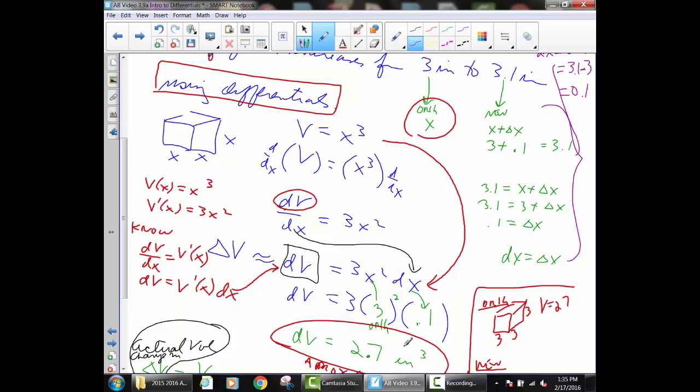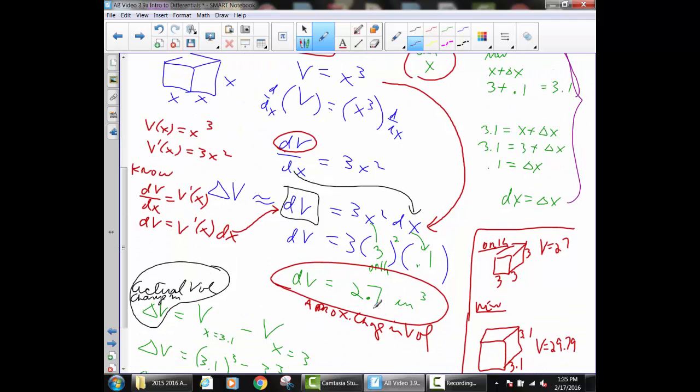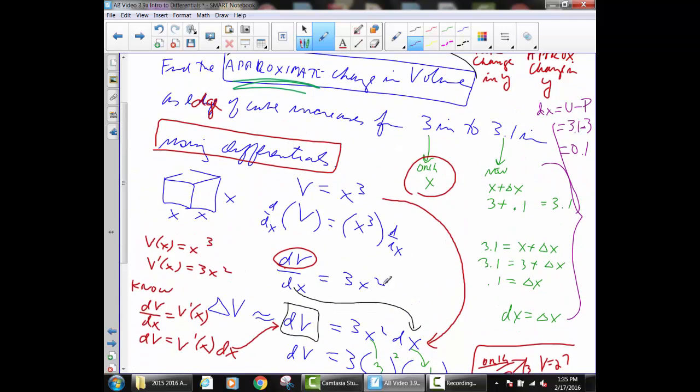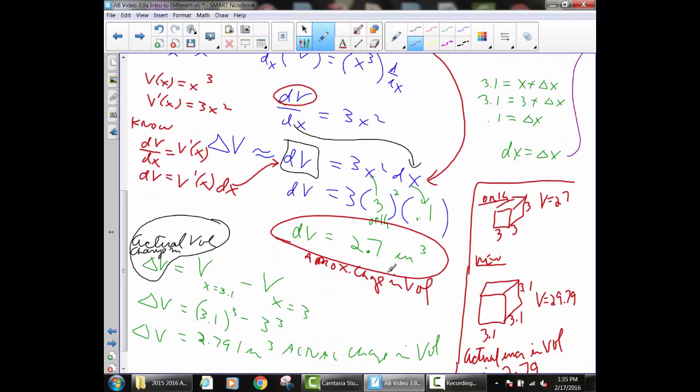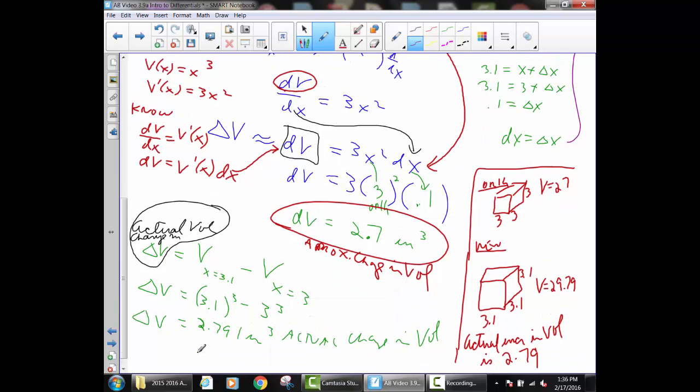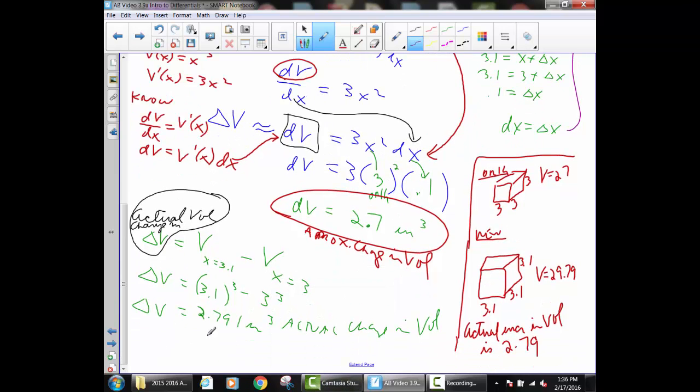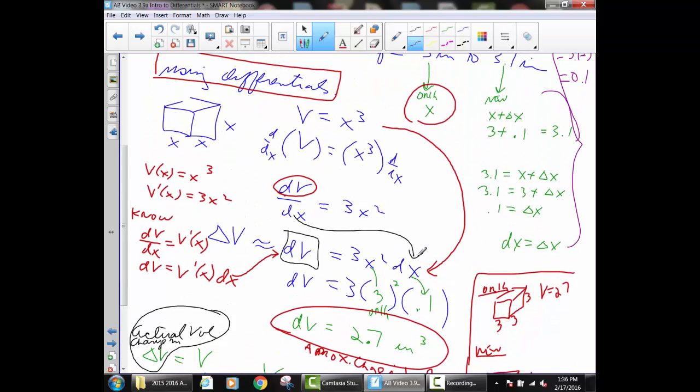And then you simplify this and you find out that the approximate change in the volume as the edge grows from 3 inches to 3.1 inches will be approximately 2.7 cubic inches. Now, they could also ask you for the actual change in volume. Well, that means find the volume when the edge is 3.1 and subtract from it the volume when the edge was 3. So that would be actual calculations, and you can see that the actual change in volume is 2.791, and we were pretty close with our approximate change.